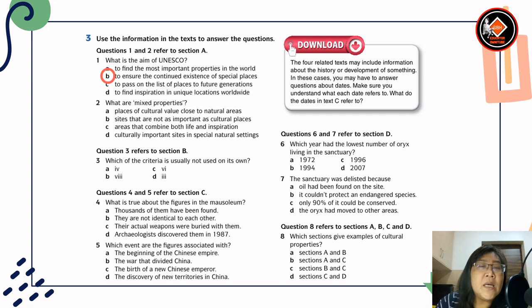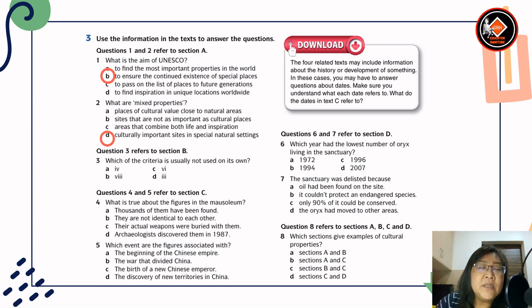Question 2. What are mixed properties? A. Places of cultural value close to natural areas. B. Sites that are not as important as cultural places. C. Areas that combine both life and inspiration. And D. Culturally important sites in special natural settings. So the answer is D. Culturally important sites in special natural settings.